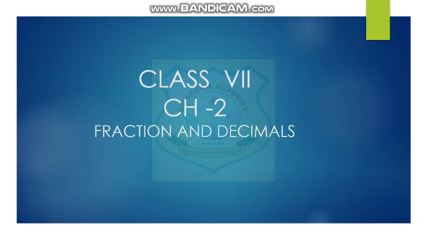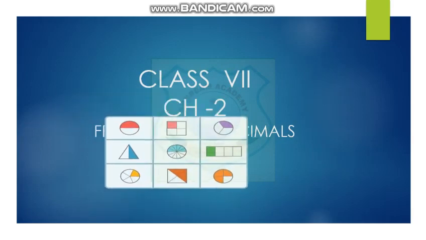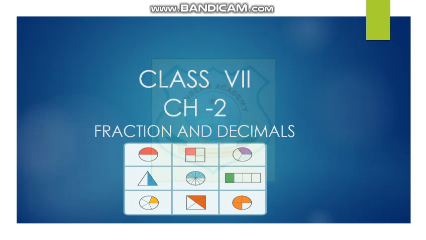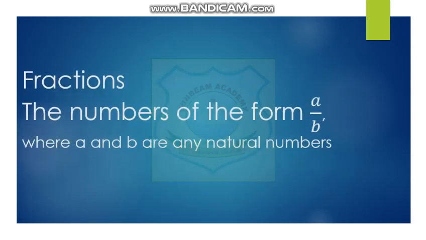Now I am showing one picture on the screen. It comprises of fractions. Next is the definition of fraction. The numbers of the form a by b, where a, that is your numerator, may be any natural number, and b, that is the denominator, may be any natural number. So a may be any natural number as well as b may be any natural number. Let's see with an example what these fractions are.